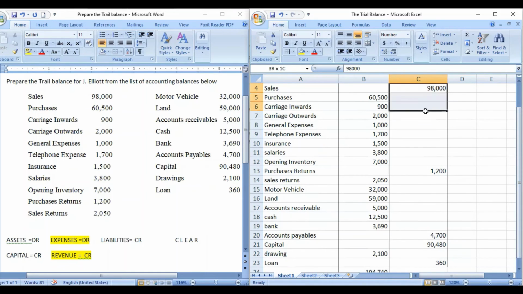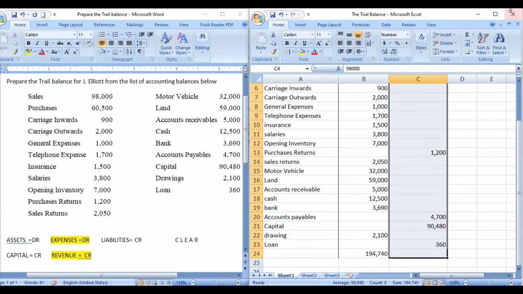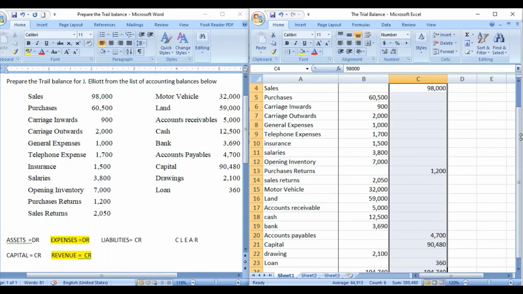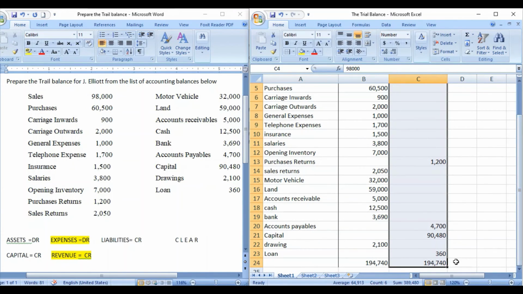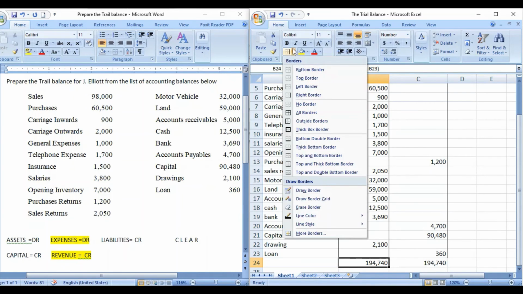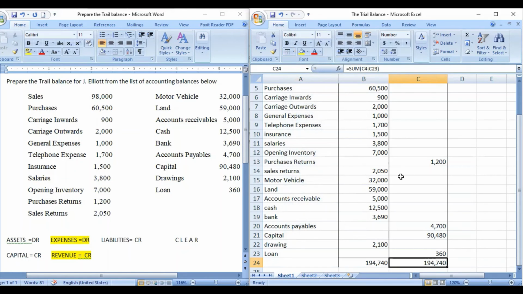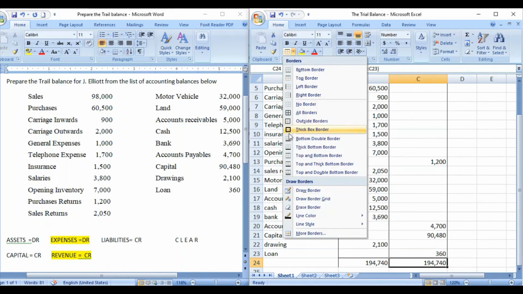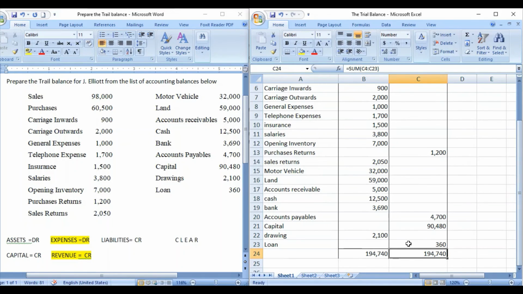So let's total the credit side of the trial balance. So here we go, and the credit side is 194,740. So it means that all the items would have been entered on the correct side. Once both sides of the trial balance agree, then you can go ahead and double line to show that the account is now balanced. All right, so let me just go ahead and double line to show that the trial balance is now balanced.